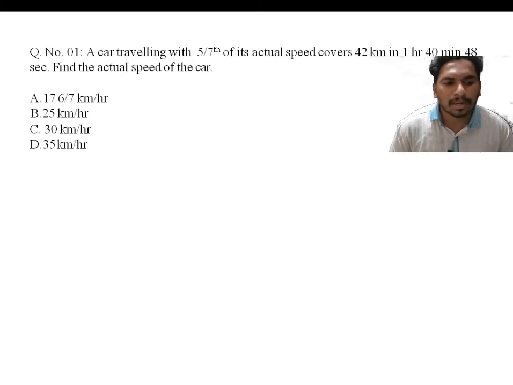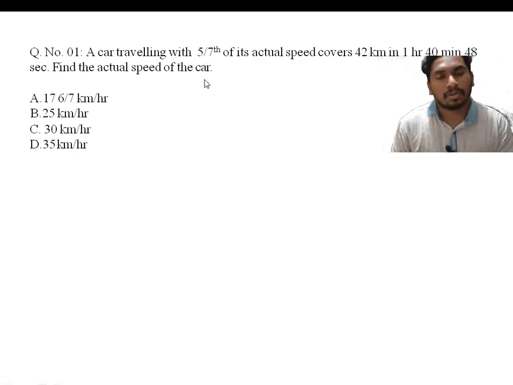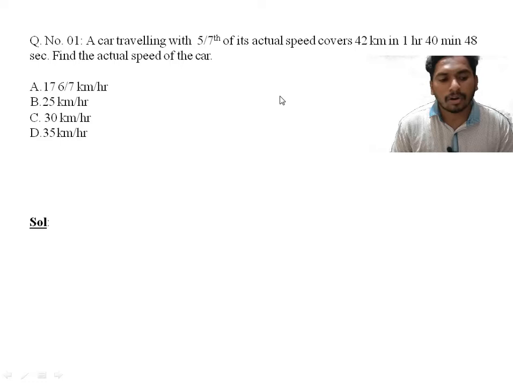Question number 1: a car traveling with 5/7 of its actual speed covers 42 kilometers in 1 hour 40 minutes 48 seconds. Here something is given in hours, something in minutes and something in seconds. The distance is in kilometers and the speed is in kilometers per hour, so you have to convert the time given in hours, minutes and seconds into hours. How to convert that? Let us solve it.